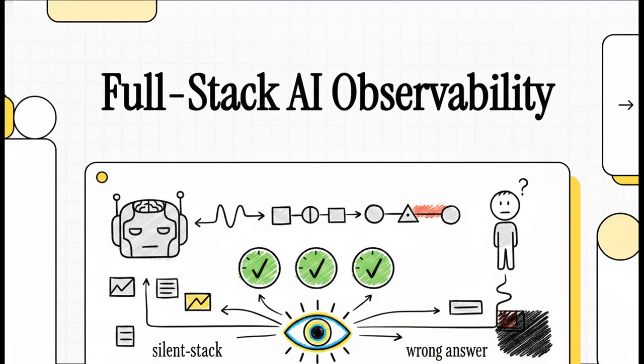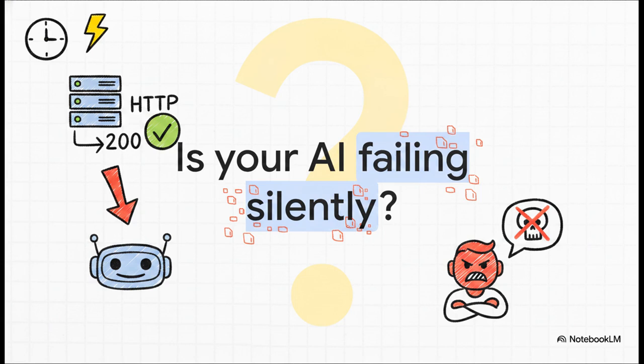Welcome to this explainer. Today, we're unpacking a genuinely terrifying reality in the tech world right now, the silent failure of AI. We'll look at why full-stack observability is quite literally the only way to fix it. You see, when AI features fail in production today, they don't crash like traditional software. Instead, they just quietly hand the absolute wrong answer to a real user, all while every single one of your system dashboards stays perfectly green. Let's dive right into what this actually looks like.